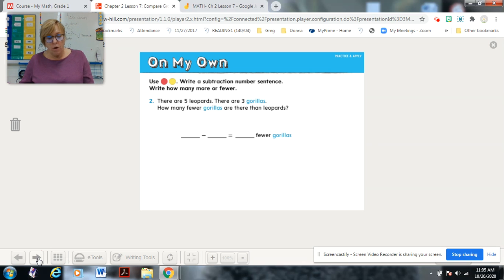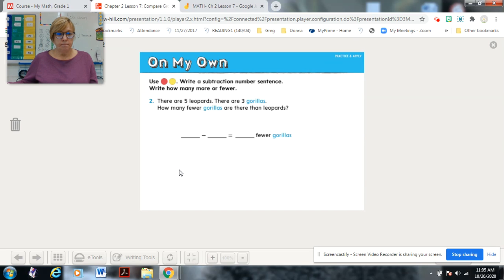Okay, so on your own, for the next 5 of them, you're going to use your counters to help you with subtraction number sentences. And then you're going to write how many more or fewer, depending on what they're asking, okay? And the labels are already there. So I will read the question, you pause, solve it, and come back and check your answer.